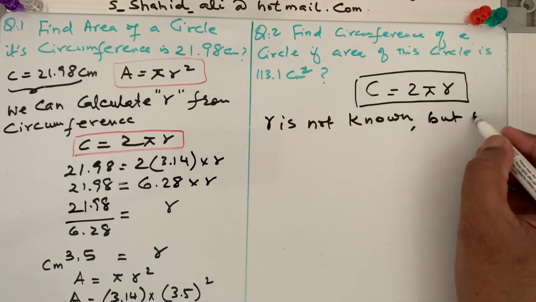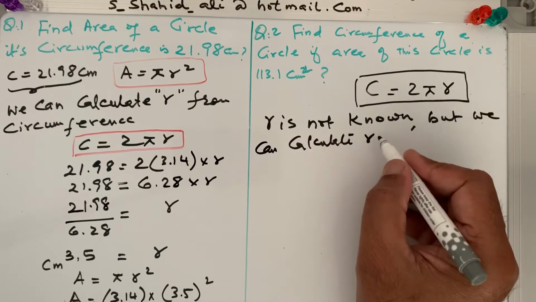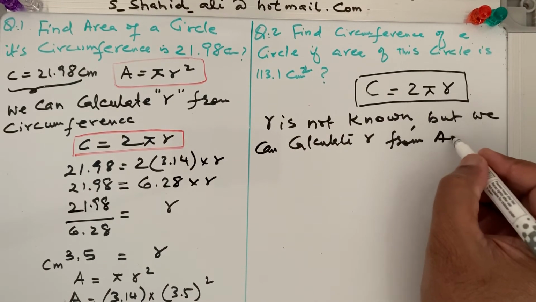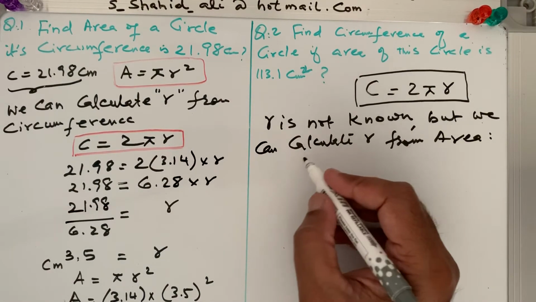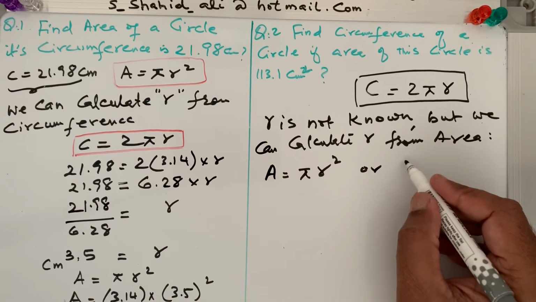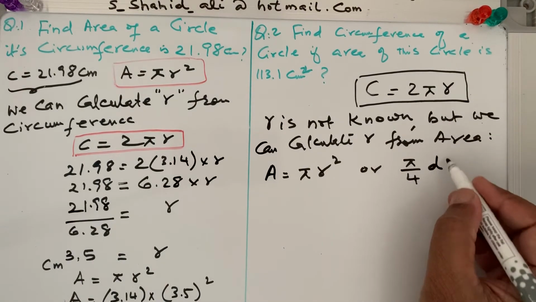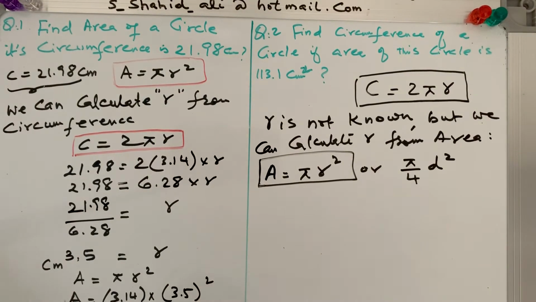We can calculate r from area, because area is given in this case, right? How? Area is pi r square, right? Or in terms of diameter, you remember pi by 4 d square, right? So you can use this one, because I said that you can memorize this formula in terms of r only, and there is a simple relationship between r and d. So if you need to convert that into the diameter, you can do that easily. But if you have A is equal to pi r square, that is enough, right? That is sufficient to solve any question.